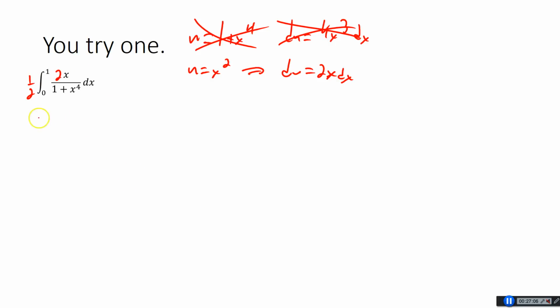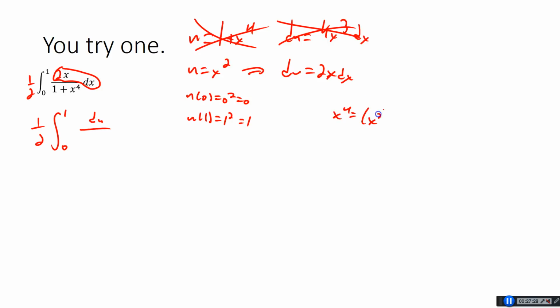So what do we have now? We have 1/2 integral. We have to change these to u's. So u of 0 would be 0 squared, which is still 0. u of 1, oh, how exciting, still 1. So we're still integrating 0 to 1. We changed to u values, but it's still 0 to 1. 2x dx becomes my du, so I'm just going to put that on the top. We have du. Then on the bottom, u is x squared. Well, x to the 4th is x squared squared. So this is 1 plus u squared. du we already have there.